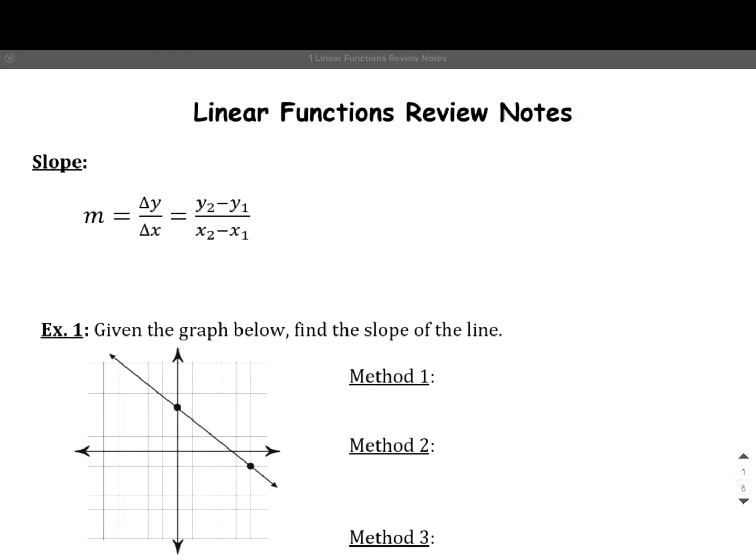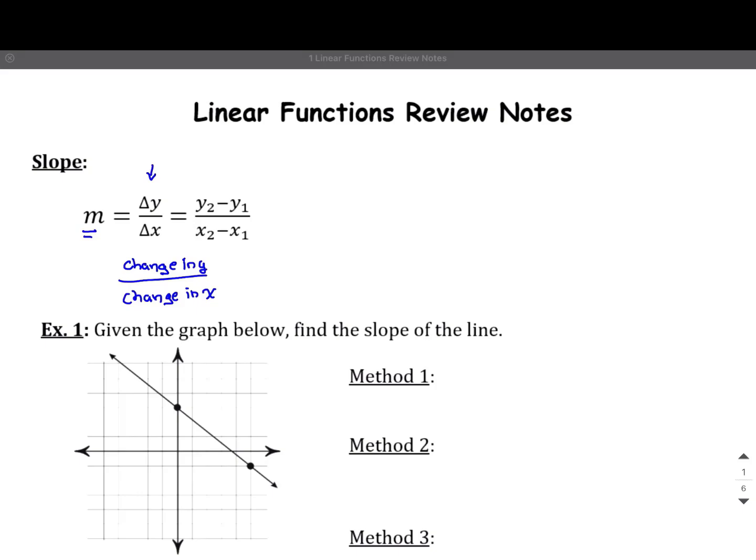Let's start really back at the beginning with slope. Remember the variable that we use to represent slope is m, lowercase. One way to represent that is delta y over delta x, that's the change in y over the change in x, or y2 minus y1 over x2 minus x1.